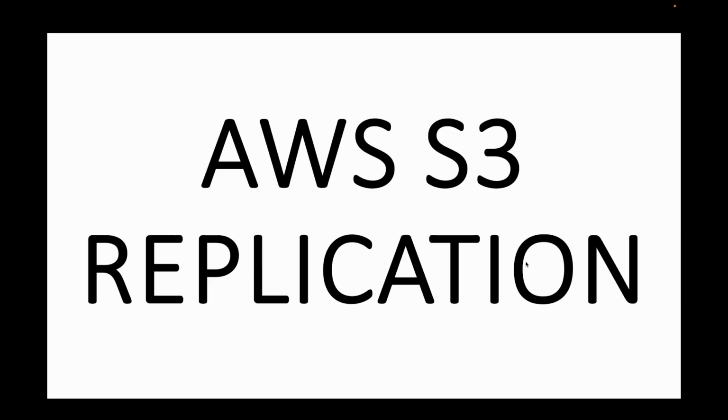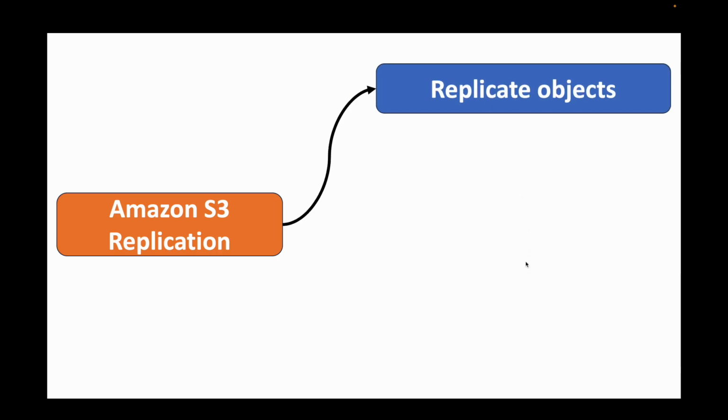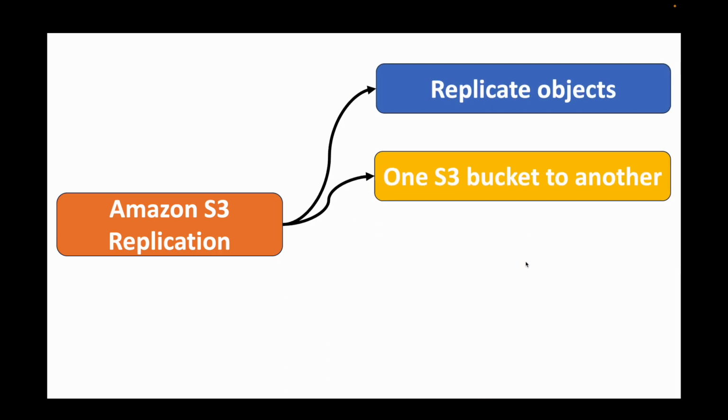So let's get started with this. We'll first look at the basics. So we look at what is S3 replication. S3 replication is simply a feature that enables us to replicate the objects from one S3 bucket to another S3 bucket. So, if you want to automatically copy the objects from one bucket to another bucket, we can make use of S3 replication for that.